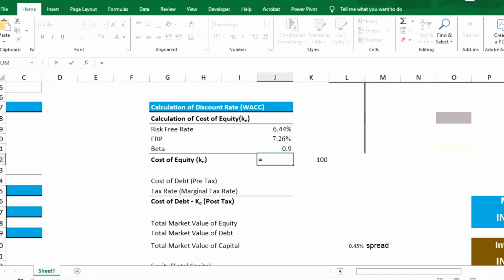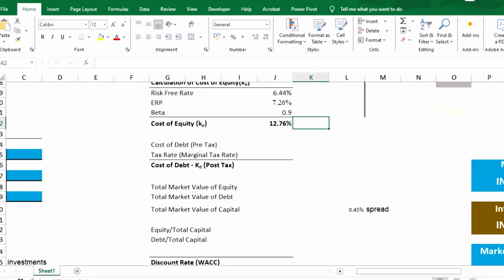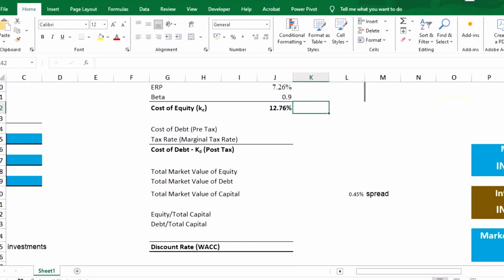So now we can calculate the cost of equity. Risk-free rate plus equity risk premium multiplied by beta. This is our cost of equity. Okay. Next up, we have cost of debt.